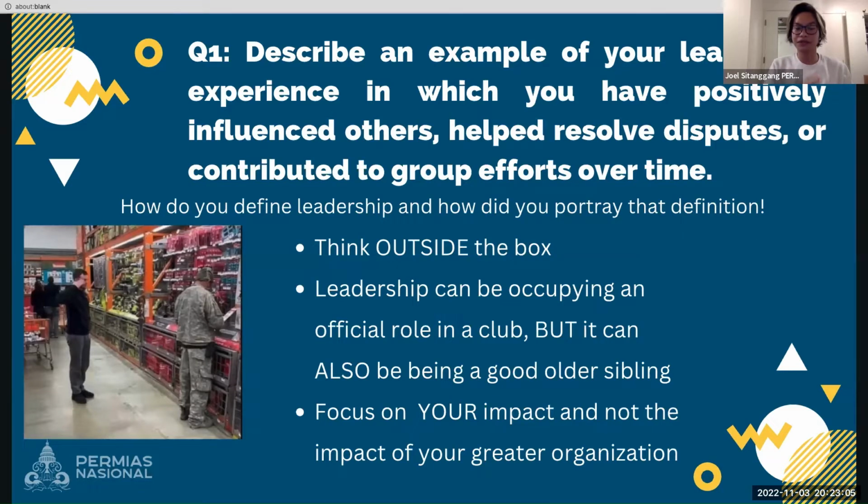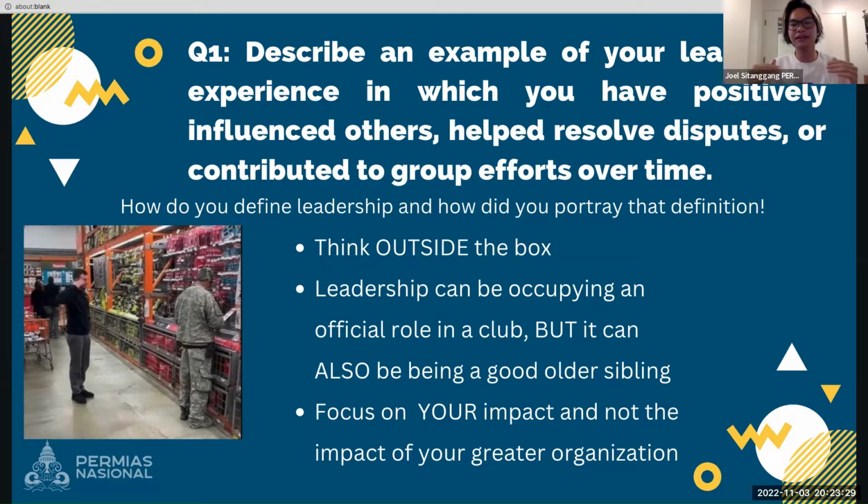Leadership can be occupying an official role in a club, but it can also be being a good older sibling. So what this tip is saying is essentially that leadership is defined by you. You can be a good leader as the president of a club, but a good leader could also be just a person who's a good sibling, a good sibling with quality leadership aspirations.